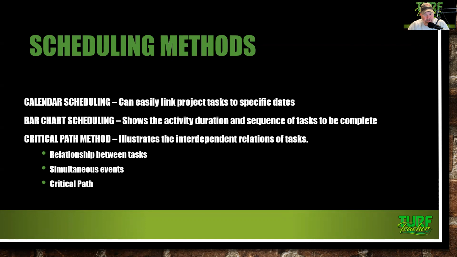And then the critical path method illustrates the interdependent relations of tasks. And that's crazy, right? But every subcontractor has to wait on at least one other subcontractor to finish before they can get in there. And this CPM shows you the relationship between those tasks, the simultaneous events that can be going on at the same time, and the critical path.